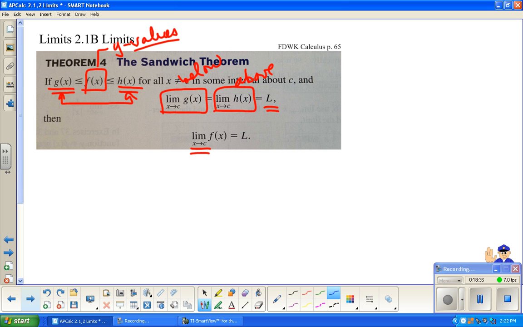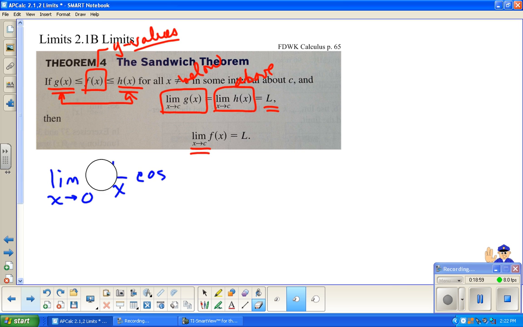Now again, that sounded like a lot of stuff to say. So let's look at a quick example, and then we're going to be out of here. Let's say x is approaching 0, and we are doing 1 over x times cosine. This is going to be a bit of a problem. Let's do 1 over, I need something that I can't just put this into.